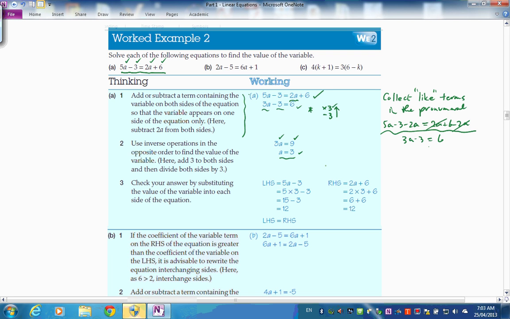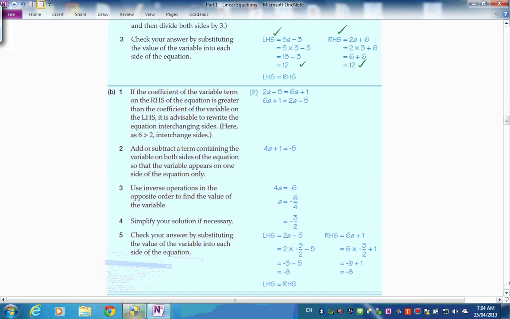Checking in your left-hand side, you get 12. In the right-hand side, you get 12 when you replace a by 3. Therefore, the solution checks. So don't forget to do that little check at the end. Let's have a look at the second one now. So here, 2a take 5 equals 6a take 1.